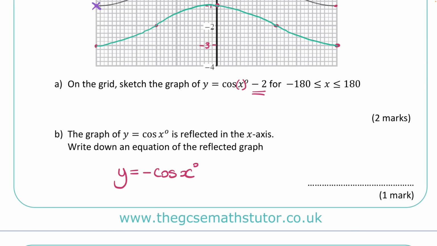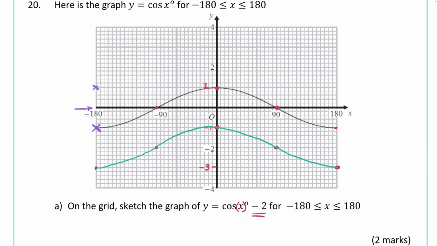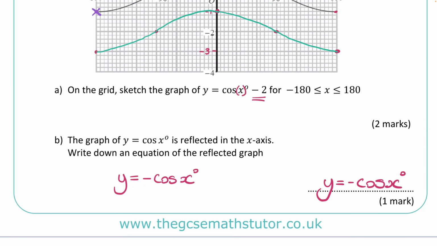If it was reflected in the y-axis, it would be y equals cos of minus x, like that. Okay, and you'd have the little minus actually with the x, but this one here is reflected in the x-axis, so it's affecting the y-coordinates, or more specifically, it's changing the sign of the y-coordinates, which is a reflection in the x-axis. So y equals minus cos of x, and there we go, there is the equation of the reflected version of the graph. But there we go, that was looking at some graph transformations on a cos graph.